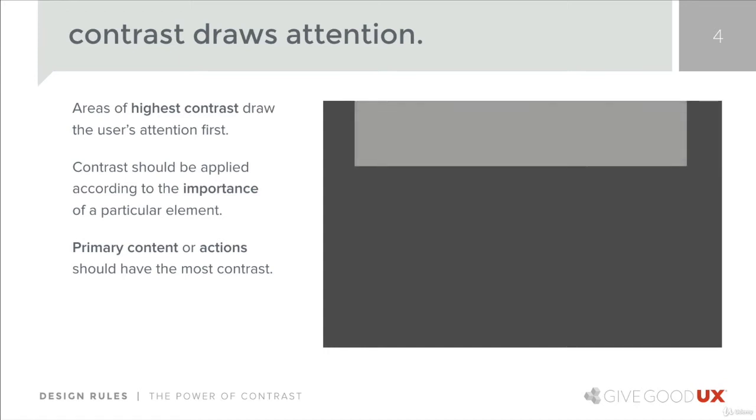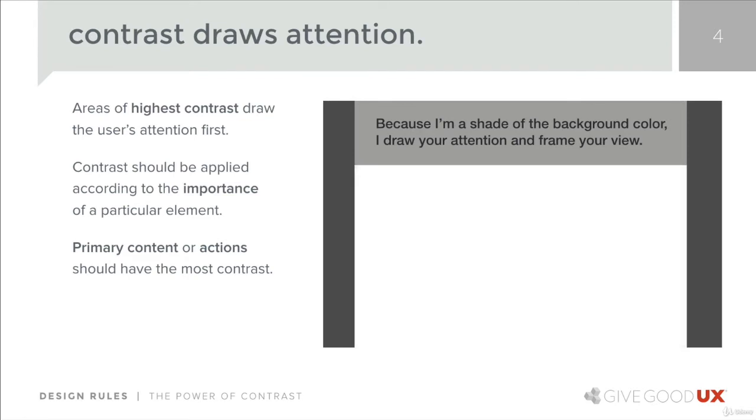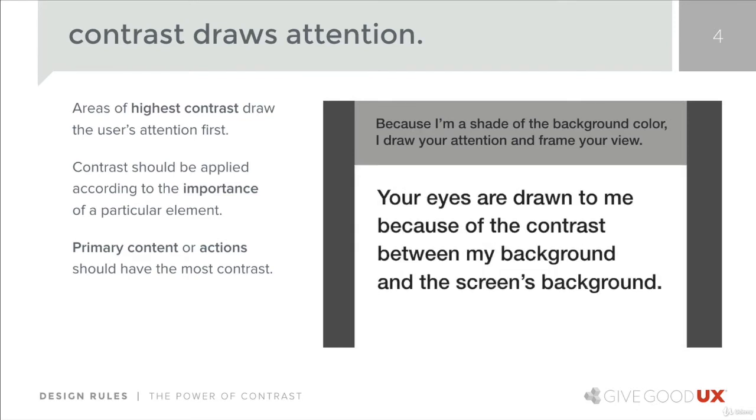If I add a gray bar inside that dark gray square, well now, because it's a shade of the background color and because it's lighter and there's more contrast, it's drawing your attention. It's framing your view. If I add a white area and then add some text there, now your eyes are drawn here because of the contrast that exists between the white background and the screen's background, the dark gray. Your eyes and your brain are working to detect those edges. And wherever the difference between those edges is the most pronounced, that's where your eye goes.